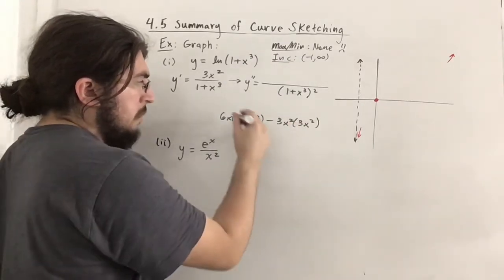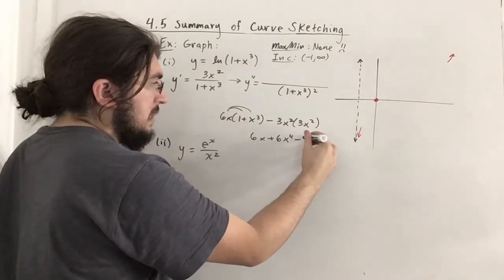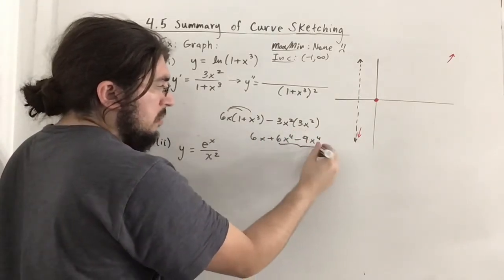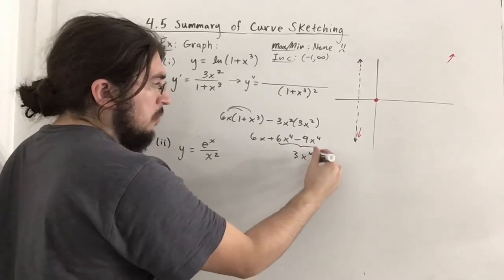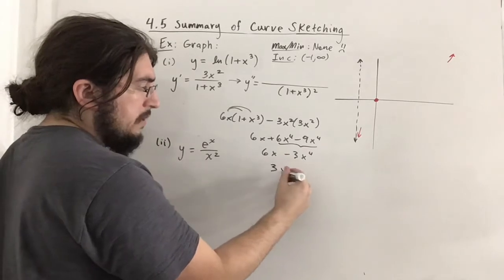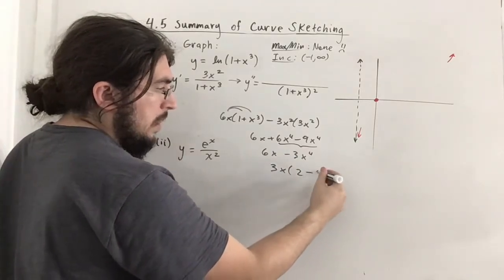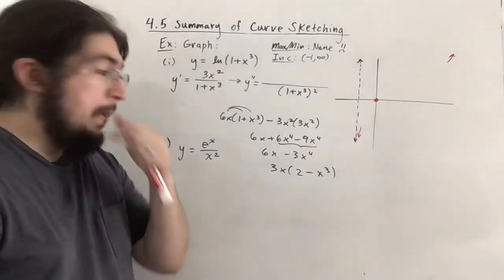So actually after combining, we end up getting 6x plus 6x to the fourth minus 9x to the fourth. Notice these actually combine to negative 3x to the fourth. And if you actually factor this out, you can factor 3x out of this, and you get 2 minus x to the third. That checks out. Great.